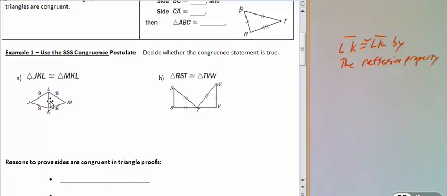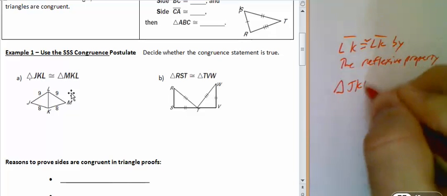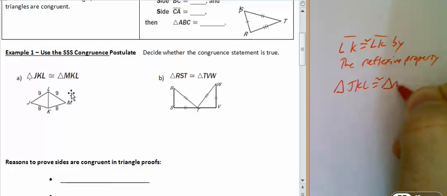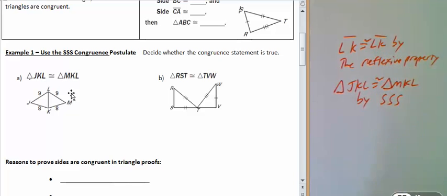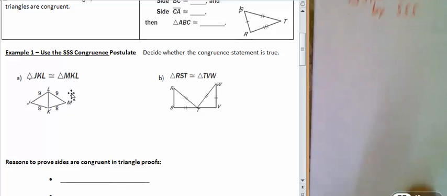So that really lets us get that middle piece there, the shared side here, this LK, we could put a little mark there. If LK was 5 for the triangle on the left, well then wouldn't it have to be 5 for the triangle on the right? So it doesn't really matter. We just know that it's the same. So yes, in this example, triangle JKL would be congruent to triangle MKL by side, side, side. That's the new postulate.